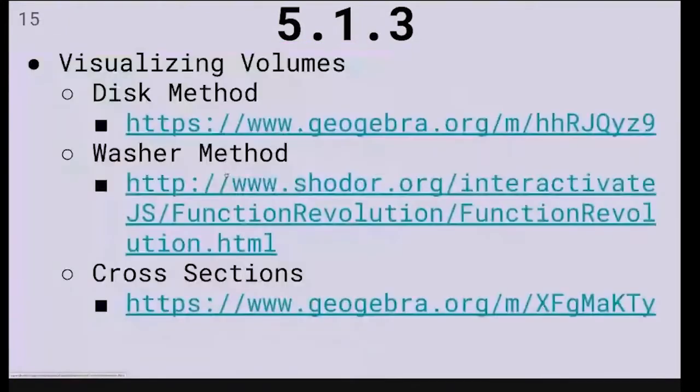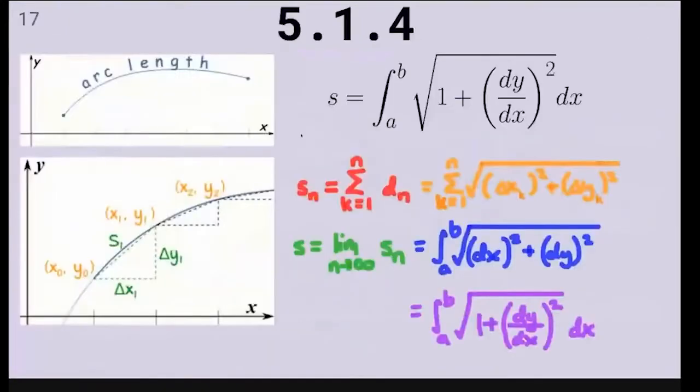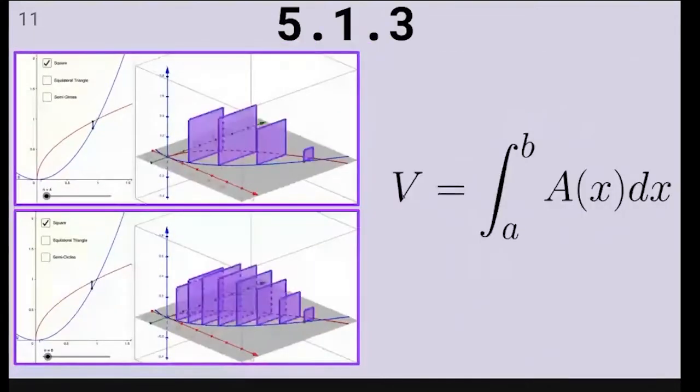The other thing we went over was arc length, and that's just adding up all the infinitesimally small distances along the curve from a to b, and you get arc length. The new stuff is all about volumes.